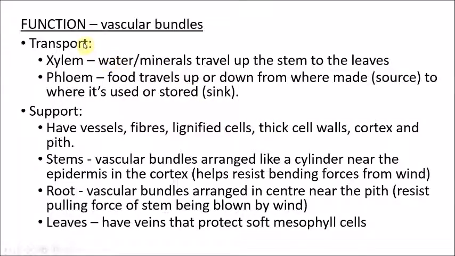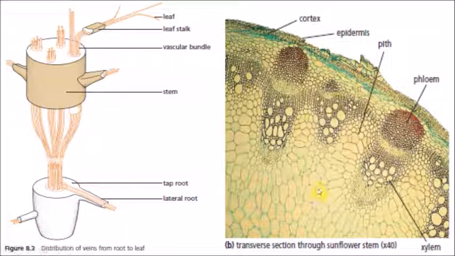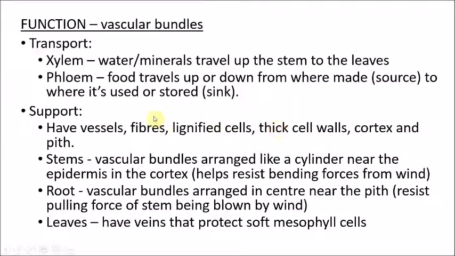So we've covered the function of the vascular bundles, the xylem and the phloem. Let's look at how they function in terms of support. Because the vessels fill with water, they're quite strong. They've got fibres in them, which make them strong, and they've got lignified cells, which make them strong. They've got fixed cell walls, and the stem's also got a cortex and pith, which strengthen the stem. So the vascular bundles function to not only transport things, but they also provide support for the plant.